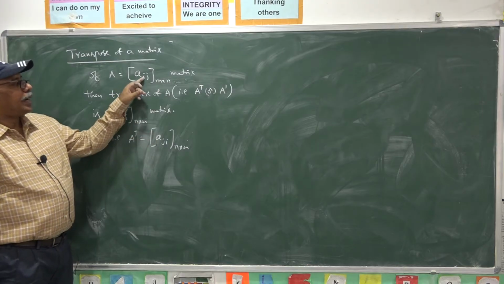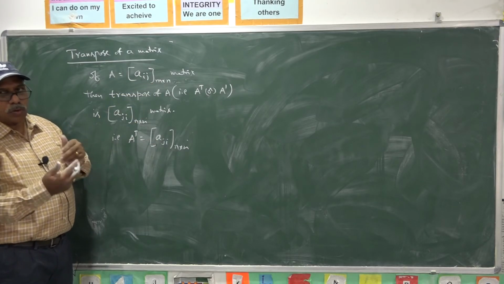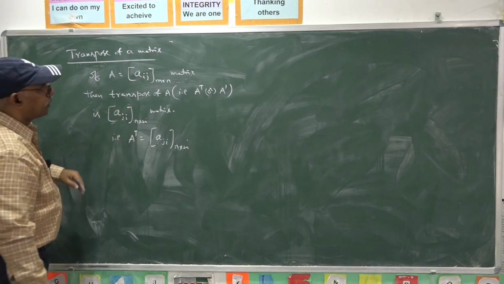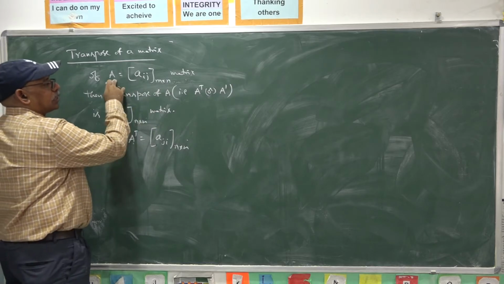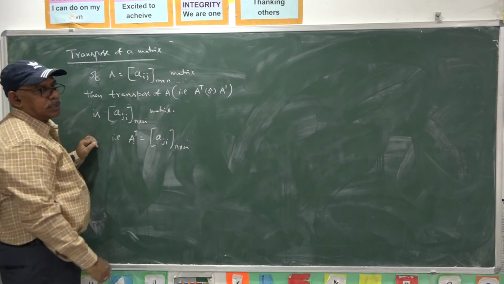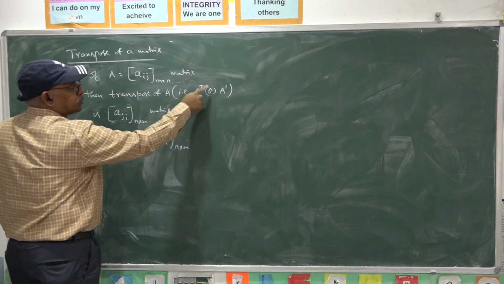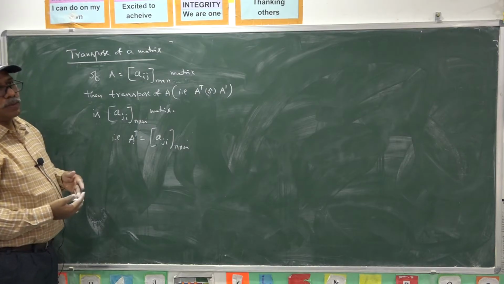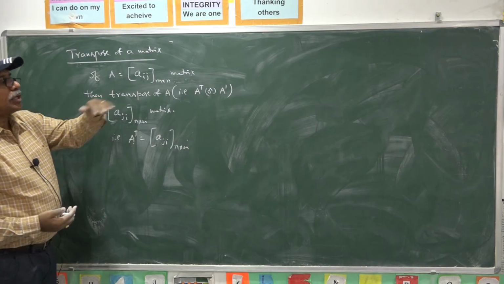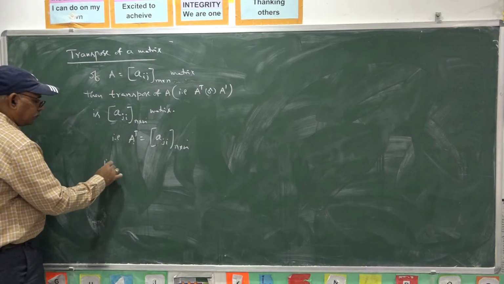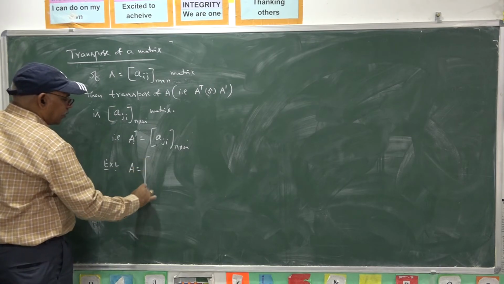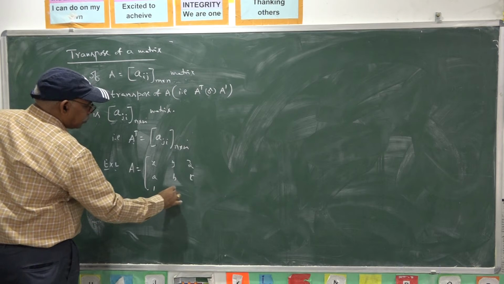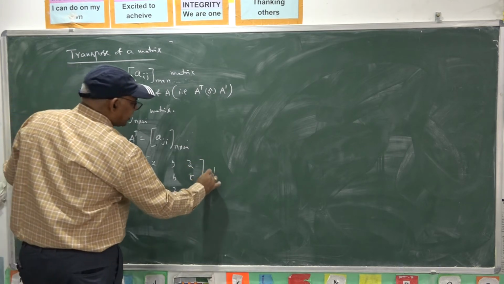Once A is a_ij of m by n, by interchanging the rows and columns here, once you interchange the rows and columns, you get the transpose of that matrix. The transpose of the matrix is denoted by A transpose. I read it as A transpose or A dash. A dash or A transpose stands for: by interchanging the rows and columns of the given matrix, the obtained matrix is the transpose matrix. For example, A equal to x, y, z, a, b, c, that is a, b, c, 1, 2, 3. Then A transpose.